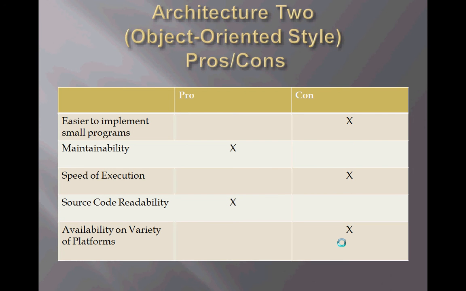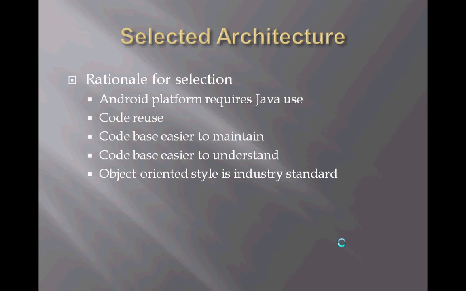This table shows the pros and cons for the second architectural option for this project. Here we look at the object-oriented style in particular. Speed of execution varies, but with Java, the JVM is considerably slower than a hardware-specific compilation. But this architecture is much more extensible, even if it is not easily written for smaller programs. The second architecture was selected for this project. The Android platform requires the use of Java, and Java is an object-oriented language that easily implements an object-oriented software architectural style.